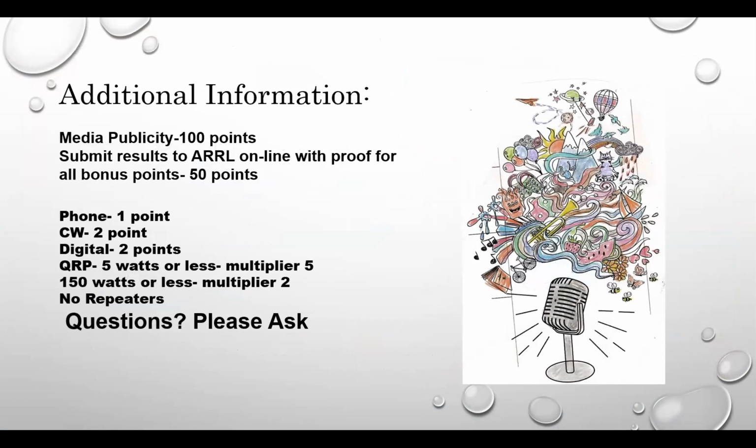Anyway, if you do a phone contact, which is SSB, you get a point. All your contacts that are CW, Morse code, that's 2 points. And any of them that are digital, you also get 2 points for that. QRP, which is 5 watts or less, you get 5 points for those. And 100 watts or less, you get 2 points for that. So that's your multiplier. So at the very end, they have you multiply all your different calls.